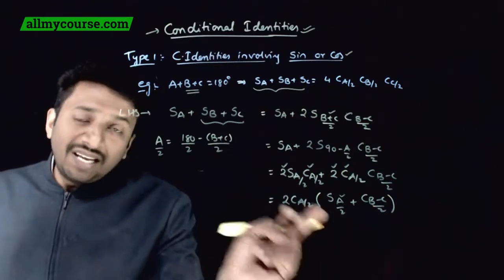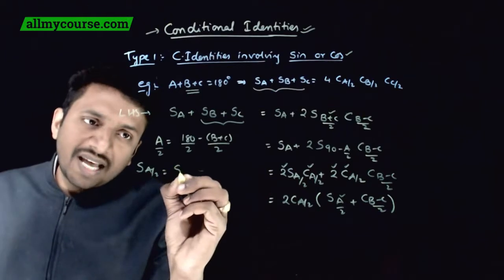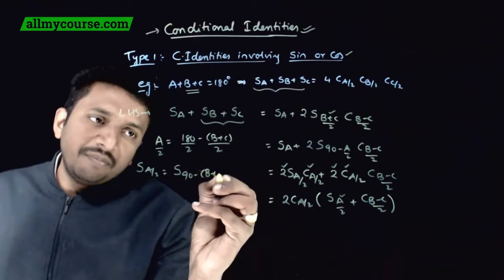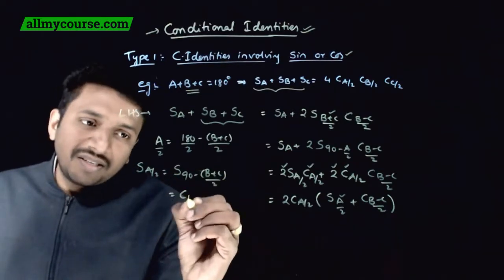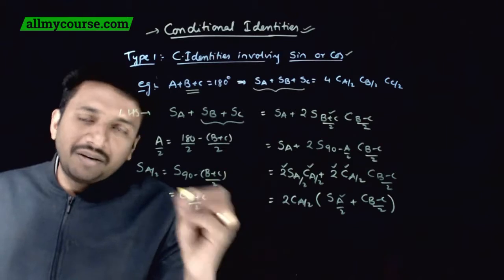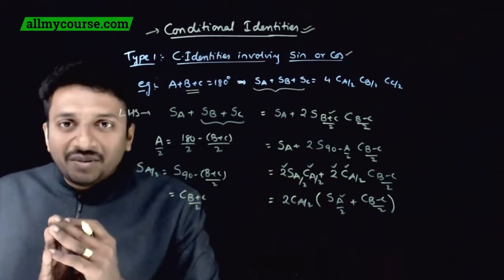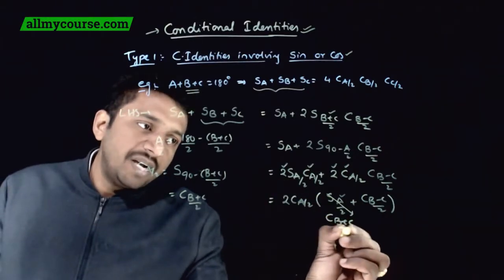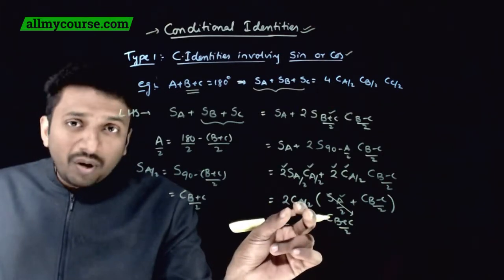So now I want sin A by 2. What is sin A by 2? It is nothing but sin of (180 by 2, which is 90, minus (B plus C) by 2). What is sin (90 minus theta)? Cos theta. So sin A by 2 is nothing but cos (B plus C) by 2. So if I write cos (B plus C) by 2 in its place, now you have 2 cos A by 2 outside.